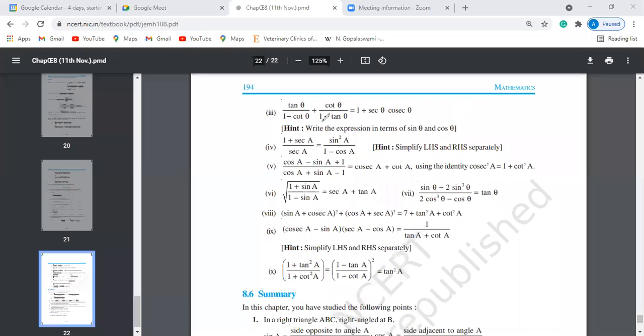See, I'll just give a clue. Here you have to use the (a plus b) whole cube formula. You have to know the formula, then substitute, and then you can solve. When you get a plus between two terms, you have to take a common denominator. Once you convert tan theta and cot theta to sin theta by cos theta, or cos theta by sin theta, you can solve and then multiply. In the sense, you can take a common denominator.